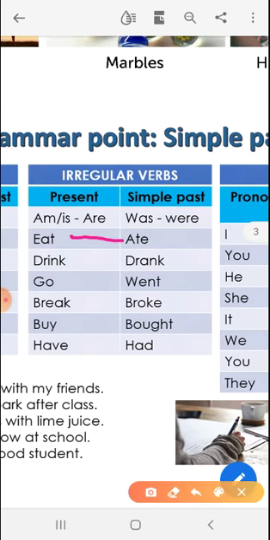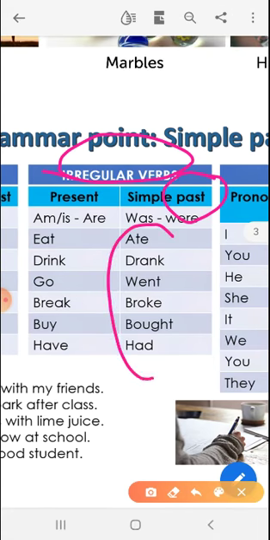Eat, ate. Drink, drunk. Go, went. Break, broke. Buy, bought. Have, had. We're missing this one. Is, was, are, were. Yes? These are irregular verbs, verbos irregulares. In the past, en el pasado, they all finish in different forms, or they are written differently than their base form, okay? Terminan con diferentes letras, y son escritos de manera diferente que su forma base, yes?